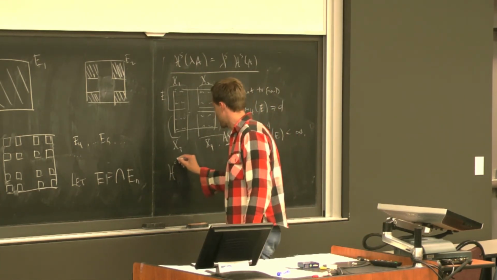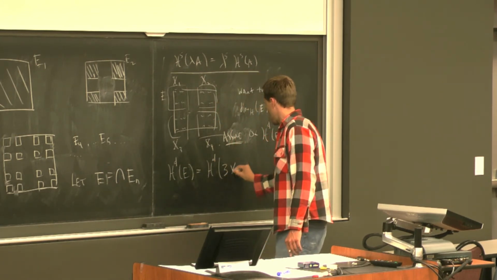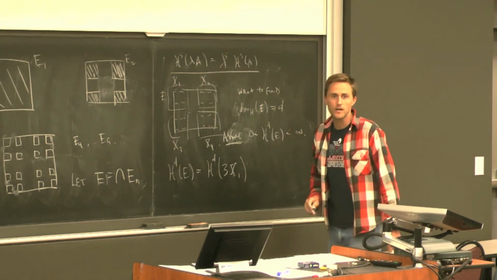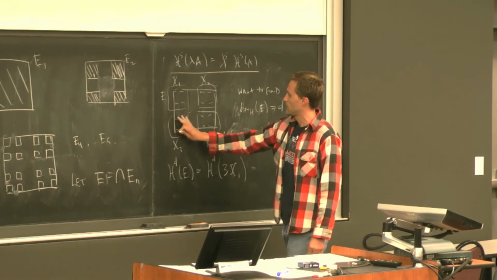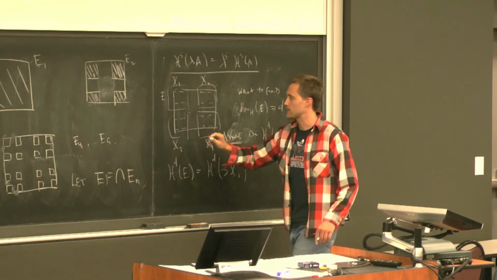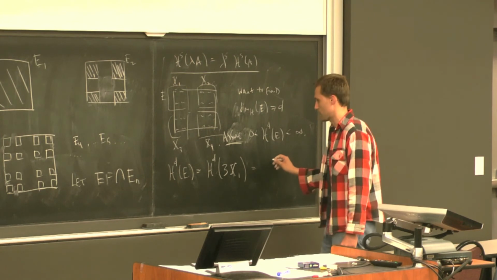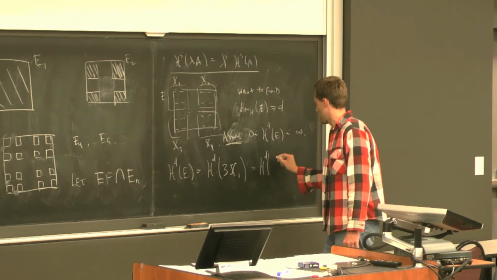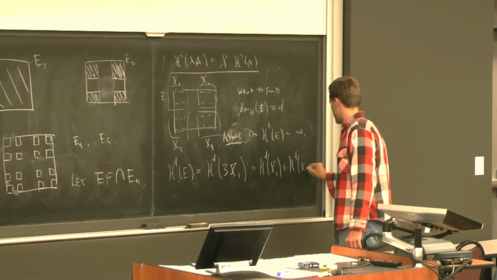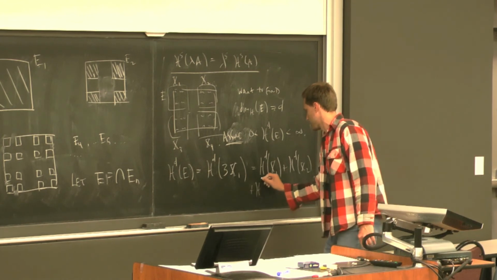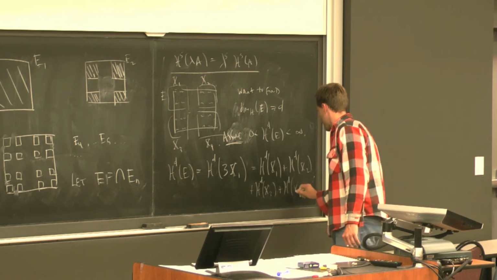So you know HD of E is equal to HD of 3 times x1. But at the same time, HD of E is also equal to, if I took HD of each one of these pieces, which are completely disjoint, and added them together, then it should be the same. So HD of x1 plus HD of x2 plus HD of x3 plus HD of x4.